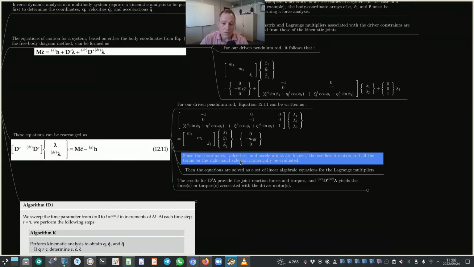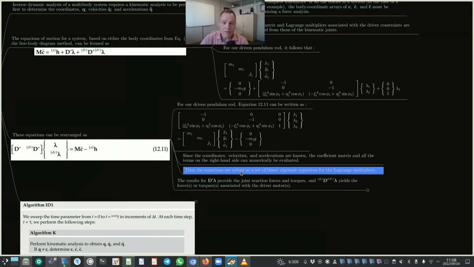Now, since the coordinates, velocities and accelerations are known, the coefficient matrix and all the terms on the right hand side can be numerically evaluated. So the only unknowns that we have are the Lagrange multipliers, and that's the next line of thought listed here. The equations are solved as a set of linear algebraic equations for the Lagrange multipliers.